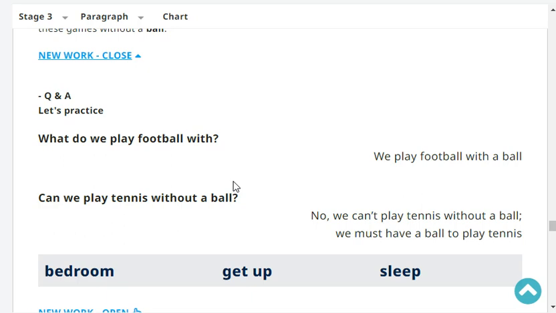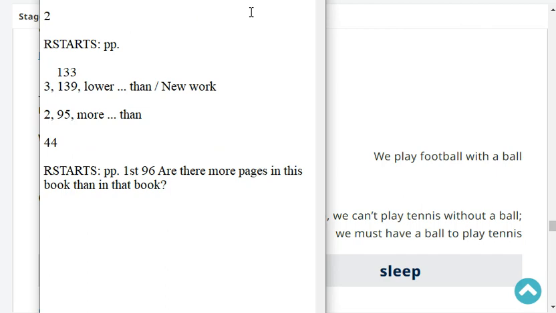We play football with a ball. Can we play tennis without a ball? No, we can't play tennis without a ball. We must have a ball to play tennis. Very good. Okay, now let's move on to reading.